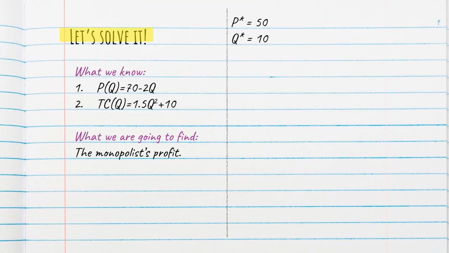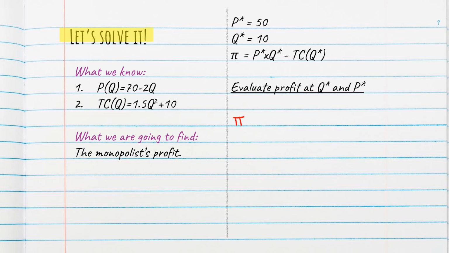The next thing we're going to find is the monopolist's profit at the profit maximizing price and quantity. Just as a reminder, our formula for profit is price times quantity minus total cost. All we need to do is evaluate this profit function at a price of 50 and a quantity of 10.